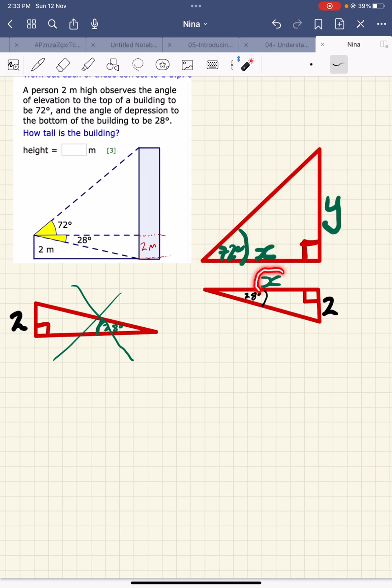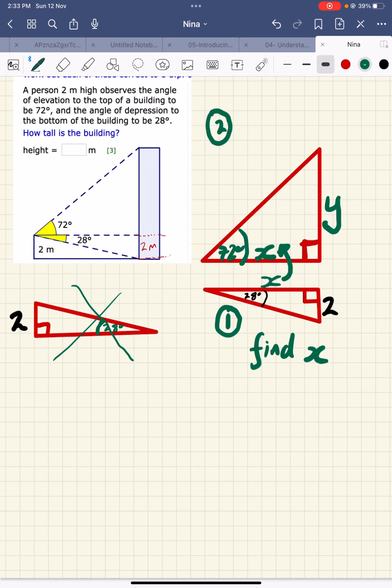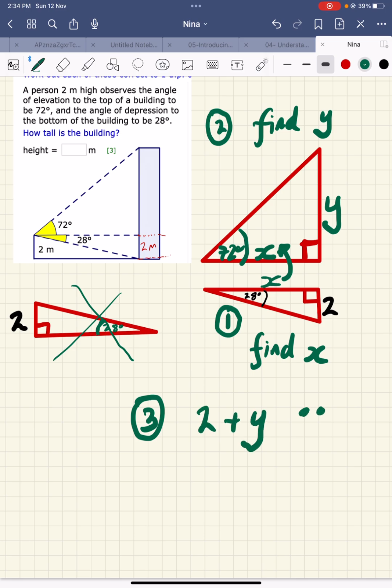But how do we work out the x? We've got to work out the x from this triangle. We've got to use the 2 and the 28 here. So you can see that the order of doing things is, first of all, in triangle 1, find x. Right, and then once you've found x as a number, you can write it on here, and then switch to triangle 2, and again use SOHCAHTOA to find y, and then 3, the final part is to find 2 plus y, and that is the height of the building.